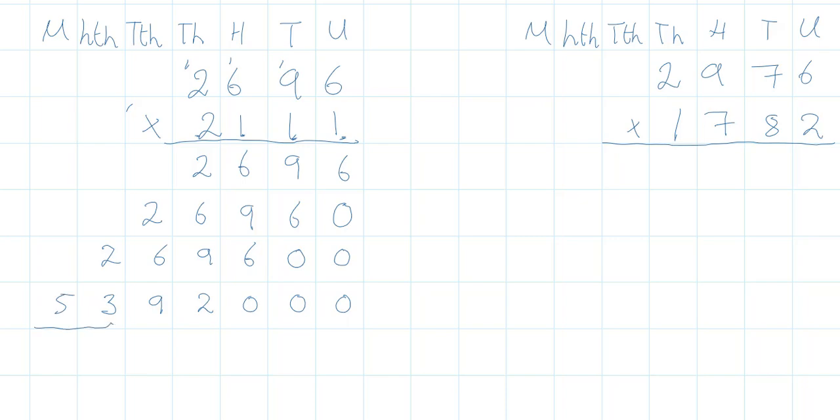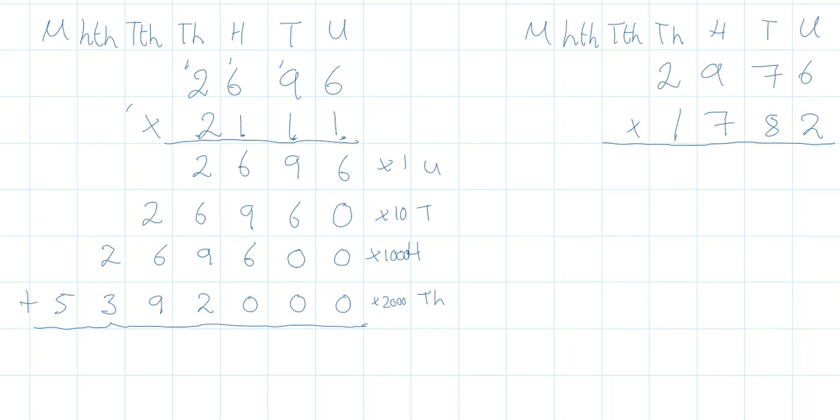So now I've got all of the multiplication done. I've multiplied 2696 by 1, by my units. Then I've multiplied it by 10, by my tens. Then I've multiplied it by 100, my hundreds. And then I multiplied it by 2,000, which is my thousands. So all I have to do now is add these together, and then I will have my answer.